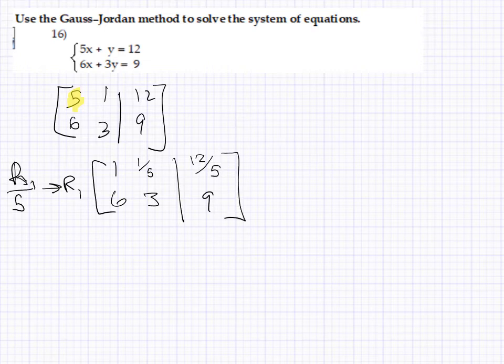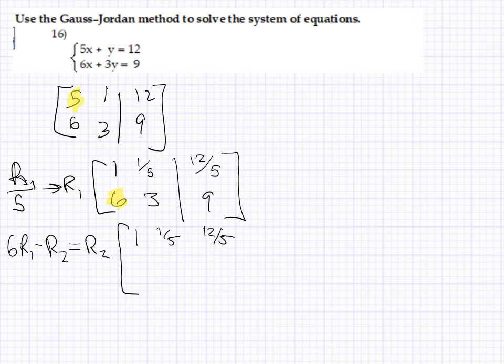Okay, the next thing you're going to want to do is get a 0 in this position here. So in order to get a 0 in that position, I'm going to take row 1 and multiply it by 6, and then I'm going to subtract row 2, and that'll give me my new row 2. And so I'm going to have 1, 1/5, and 12 fifths. And then I'm going to multiply that by 6 and subtract it from row 2. If I multiply this by 6 and subtract it from here, that makes it a 0.